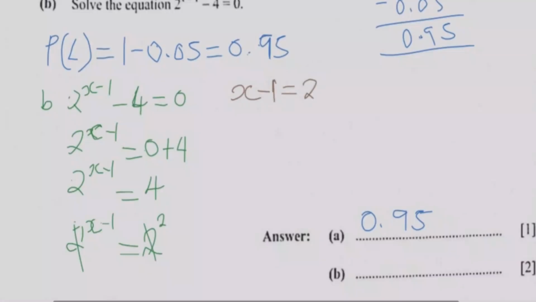Okay, so what we can do now is put like terms together. It means we're going to have x is equal to 2, then negative 1 will cross the equal sign and become positive 1. Then we say x is equal to 2 plus 1, which will give us 3. So we can say the value of x is equal to 3. Okay, so basically that's how we answer this one.